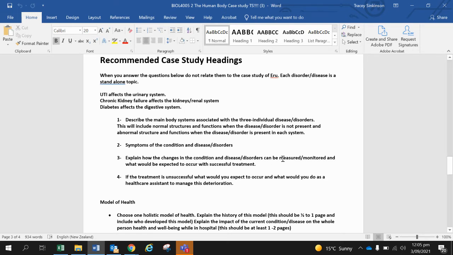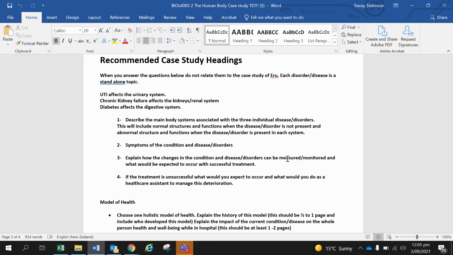Explain how the changes in the condition may be measured. So this is where you're going to talk about the sugar glucose monitoring, and also visual signs and symptoms, and what is to be expected with successful treatment. If it's diet dependent, then you will see a difference in the person. So make sure you do a bit of research on that.